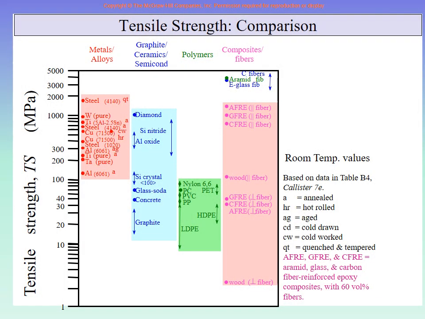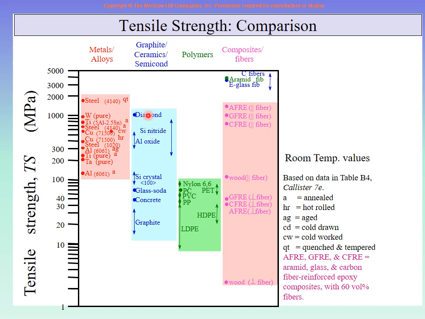Again, this nice diagram lets you compare the 4 basic categories of materials based on tensile strength. So tensile strength in megapascals. As we expect, metals and alloys are pretty high, polymers are pretty low. Ceramics generally are high in tensile strength, right?